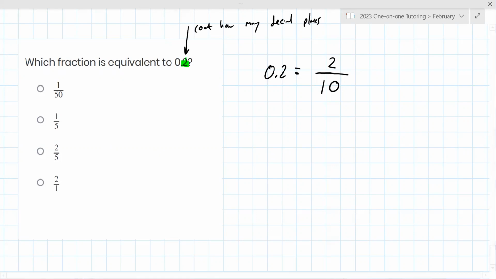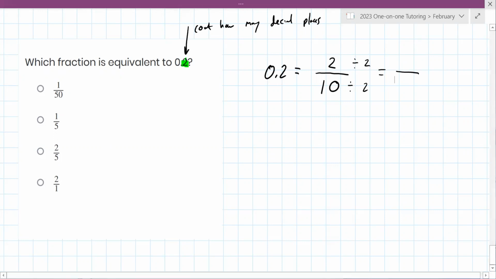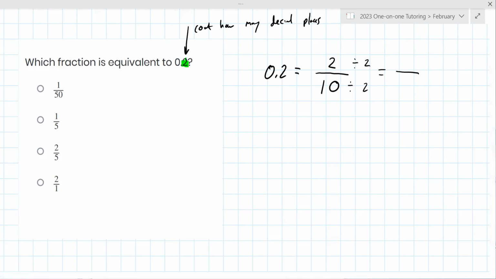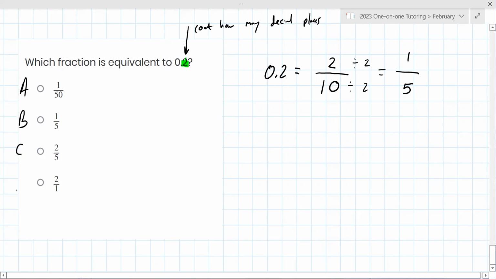2 divided by 10. Now, can you reduce that fraction? Can you divide the top and bottom by, say, 2, for example? Yeah. Okay, what is 2 divided by 2? 1. And what about 10 divided by 2? 5. Very good. Okay, so what would the answer be? Would it be A, B, C, or D? B. Good.